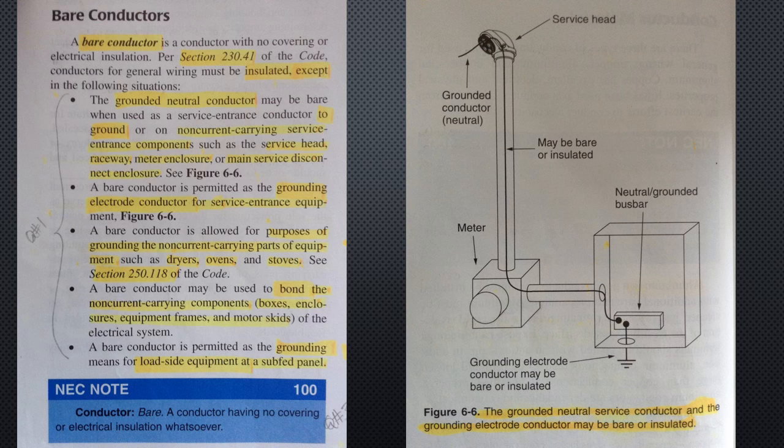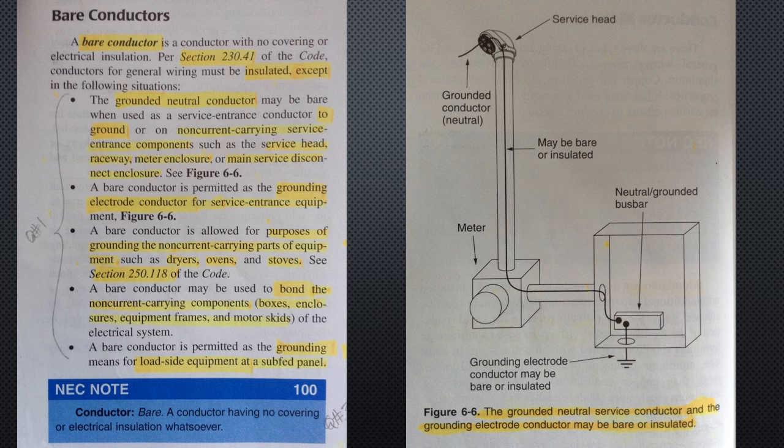Secondly, a bare conductor is permitted as the grounding electrode conductor for service entrance equipment. Again, see figure 6-6. Third, a bare conductor is allowed for purposes of grounding the non-current carrying parts of equipment such as dryers, ovens, and stoves. For that, see section 250.118 of the code. Fourth, a bare conductor may be used to bond the non-current carrying components, boxes, enclosures, equipment frames, and motor skids of the electrical system. Finally, a bare conductor is permitted as the grounding means for load side equipment at a sub-fed panel.